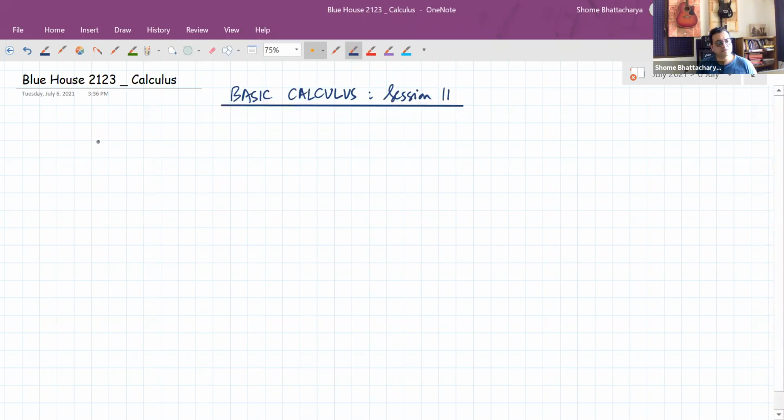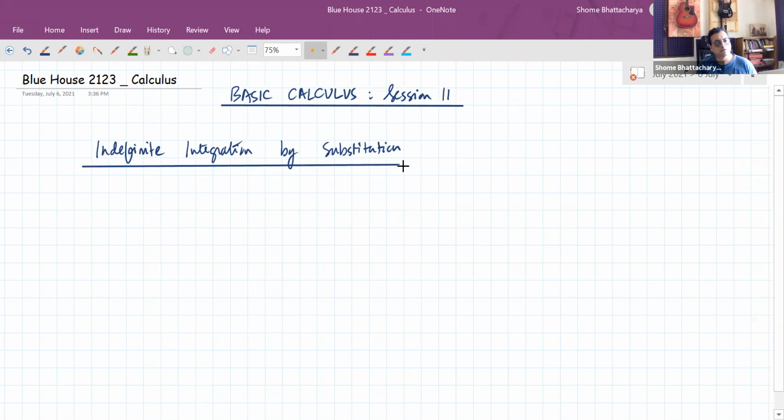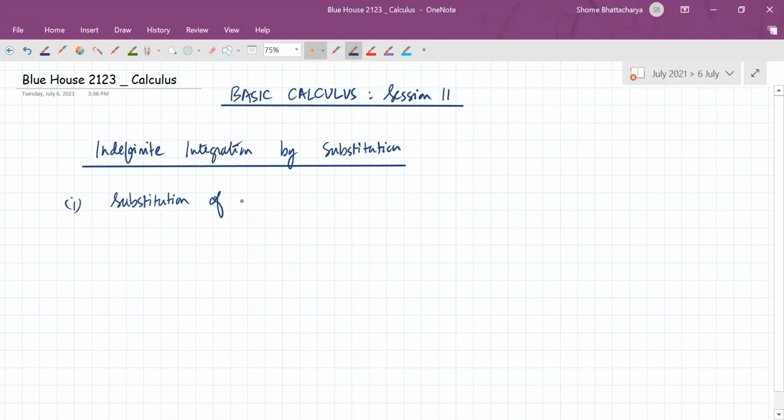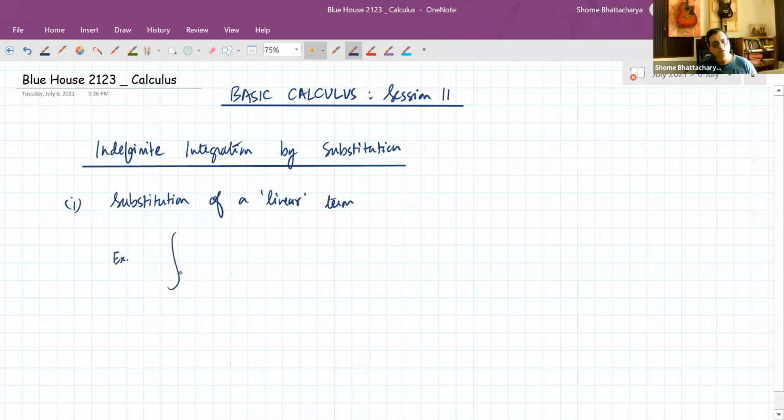So in indefinite integration, we had not only understood all the formulas and a few of the properties, but we had also understood a simple method of substitution. As part of that, we had understood substitution of a linear term. For example, we've seen the integration of, let's say, e raised power 2x plus 1.